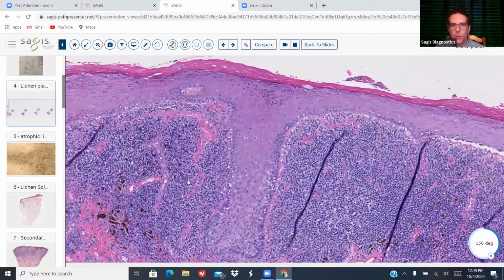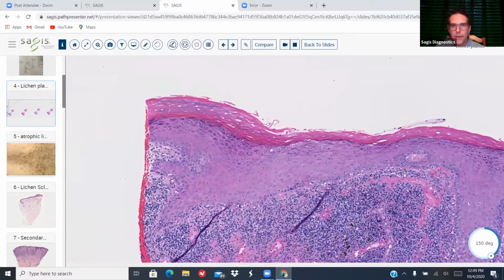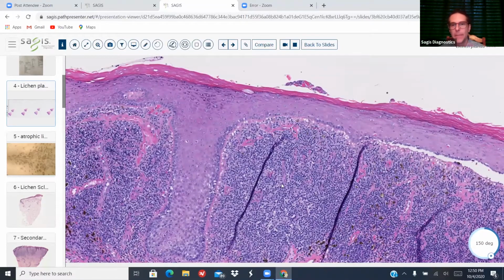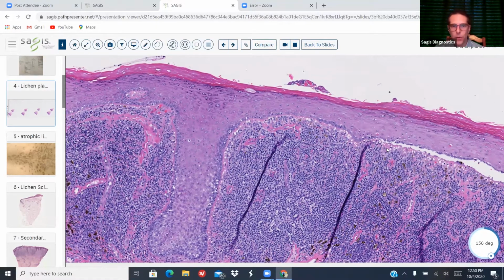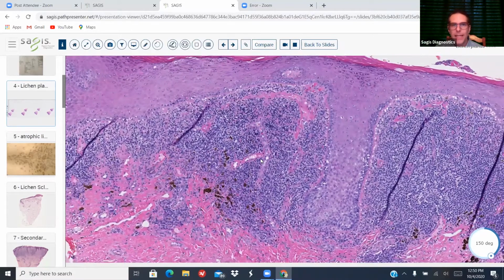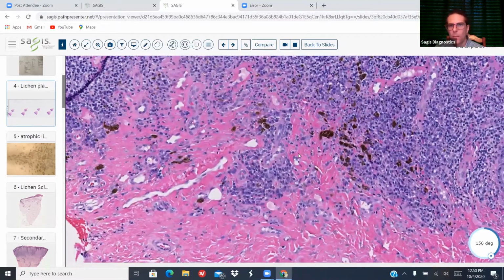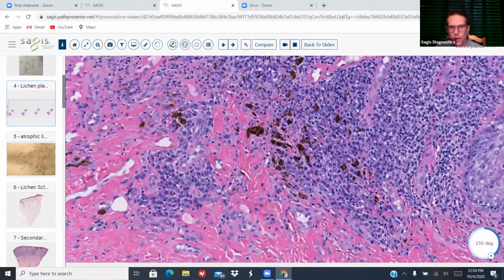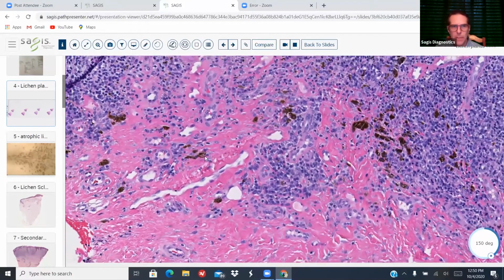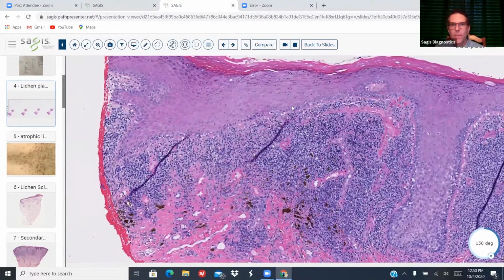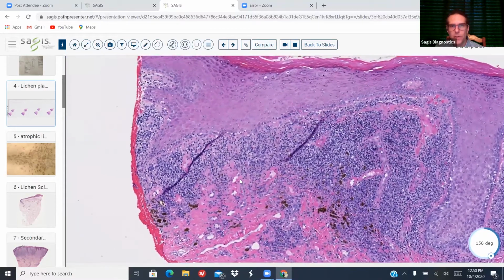Typically, lichenoid drug eruption has parakeratosis and eosinophils, and that's a good way to differentiate lichen planus from lichenoid drug eruption. With any interface dermatitis, we get pigment dropout or melanophages, so that's what all this dark material is. This is melanin pigment. As the keratinocytes die, the melanin that's in the epidermis drops down into the dermis.